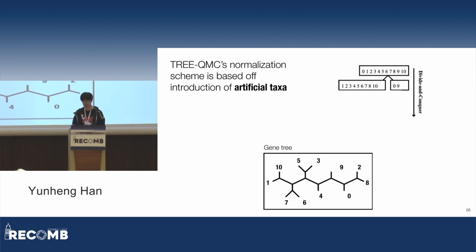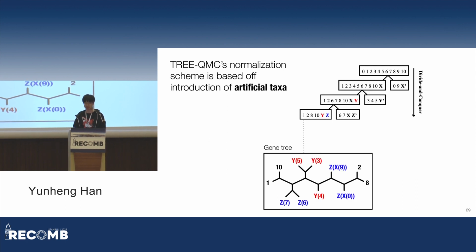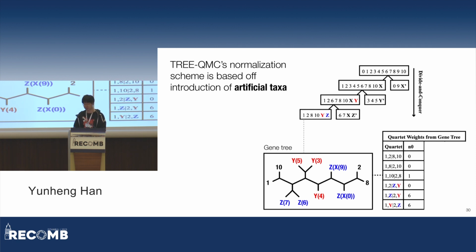Take this divide and conquer process as an example. When we subdivide the problem until we reach a current problem of 6 taxa, 2 of which are artificial, like Y and Z. In this input gene tree, Y represents 3 other input taxa, and Z represents 4. If we just do the naive counting, we found that the quartets involving artificial taxa Z and Y, in total there are 12 of them, while the number of quartets on the input taxa is always unique.